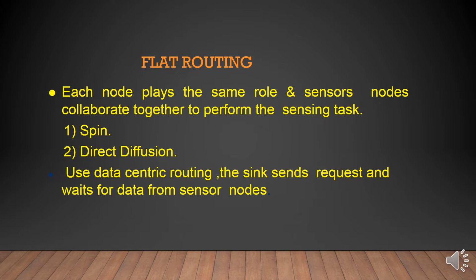So flat routing is where each node plays the same role and sensor nodes collaborate together to perform the sensing task. The first ones are SPIN and directed diffusion. Using data centric routing, the sink sends a request and waits for the data from the sensor.